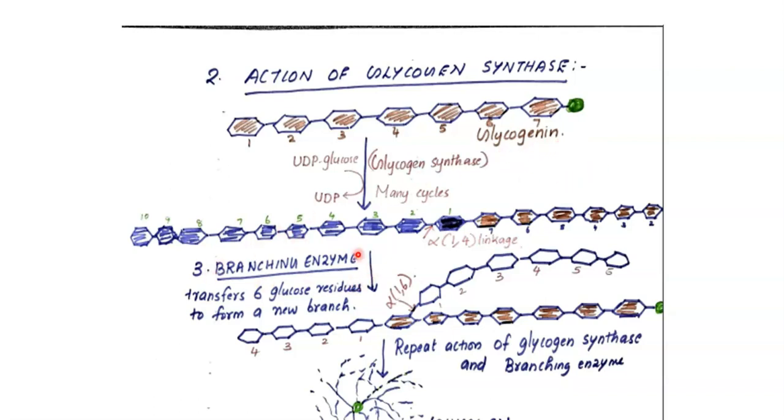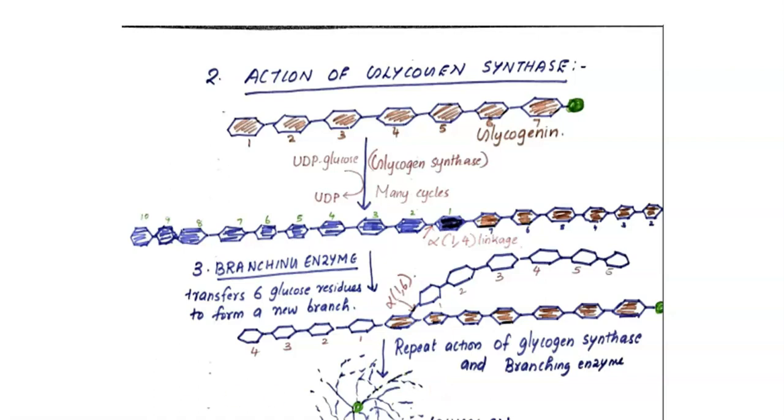By the action of branching enzyme, 6 glucose residues are shifted from this side to this side by a linkage. With a linkage, it is attached to the main chain. It is by linkage alpha 1,6. So at the branching point, which linkage is there? Alpha 1,6. In the straight chain, we have alpha 1,4 linkage. By the repeated action of glycogen synthase and branching enzyme, we will get our glycogen structure.